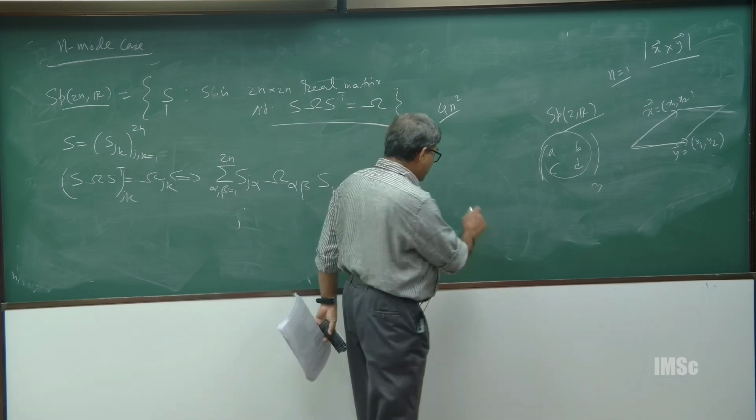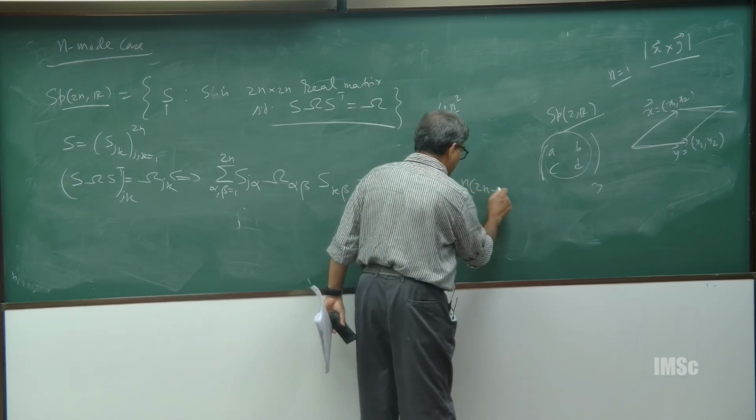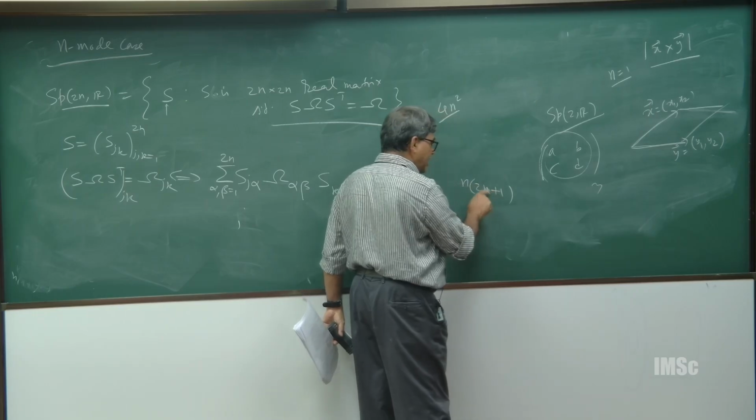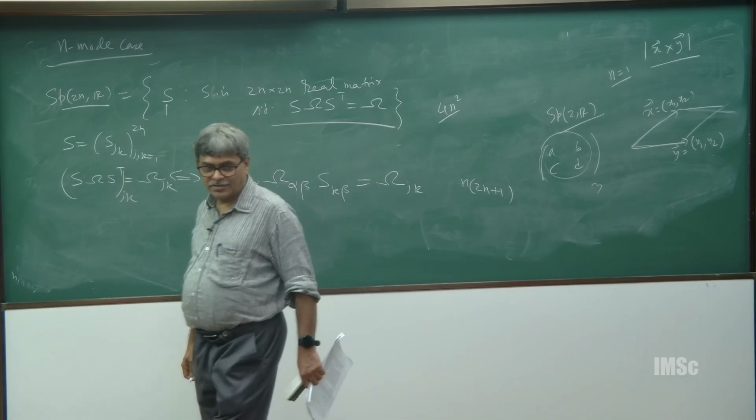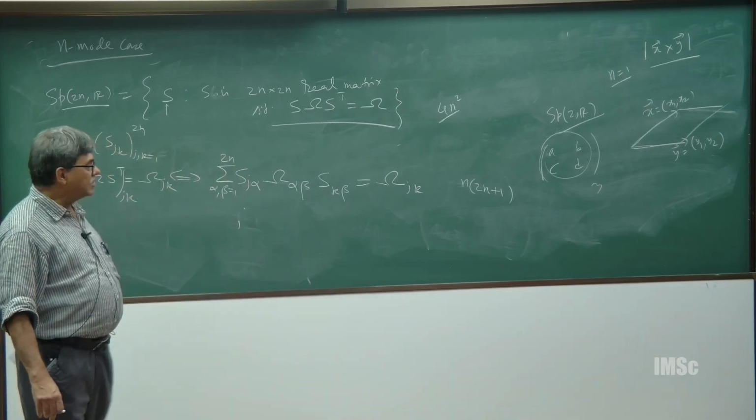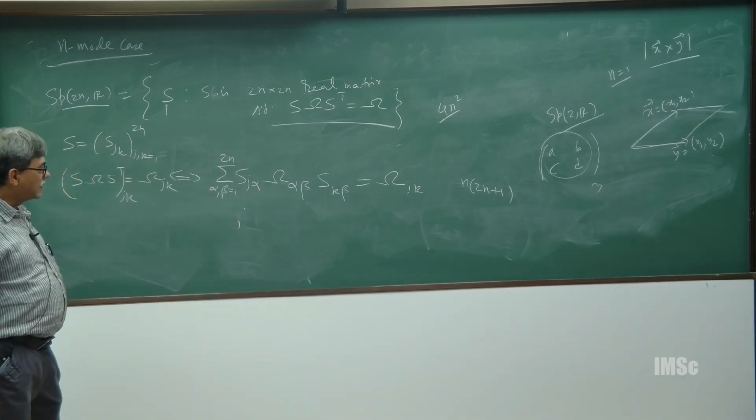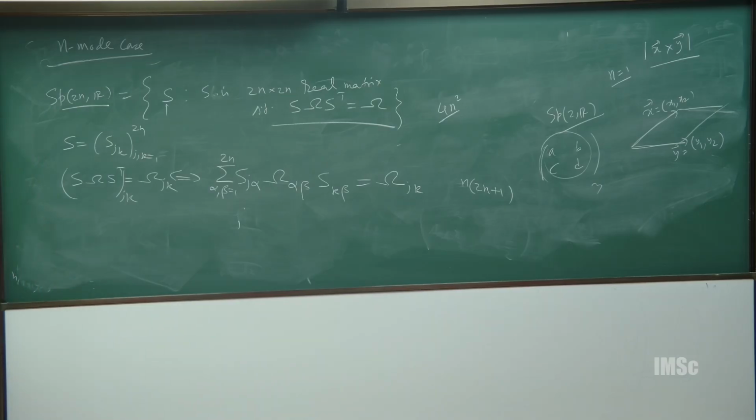So basically it is n into 2n plus 1, which for n equal to 1 is of course satisfied with 3. So 2n plus 1 independent real parameters per mode will specify these matrices. Because if you start with 4n squared, then that is n into 2n minus 1 dependent conditions. But how many independent conditions are here?